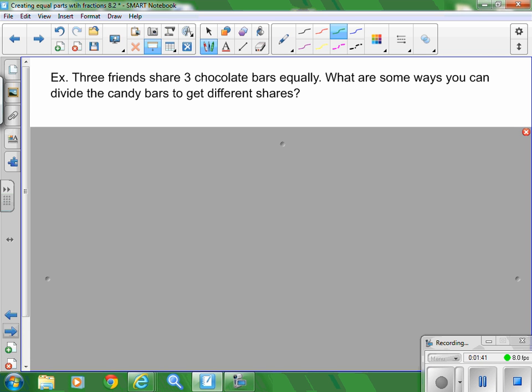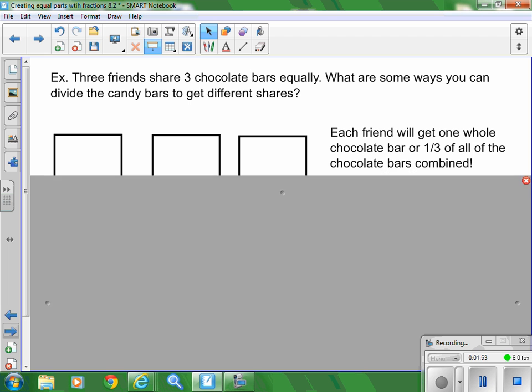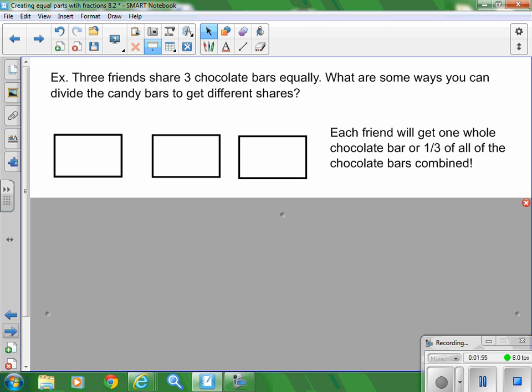For example, 3 friends share 3 chocolate bars equally. What are some ways you can divide the chocolate bars, the candy bars, to get different shares? So, first way, easy, right? Kind of simple. 3 chocolate bars, 3 friends, each person gets a chocolate bar, right? So this would be each person gets 1/3 of all of the candy bars.